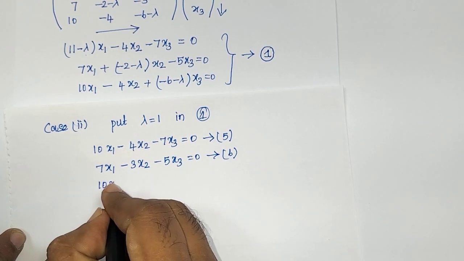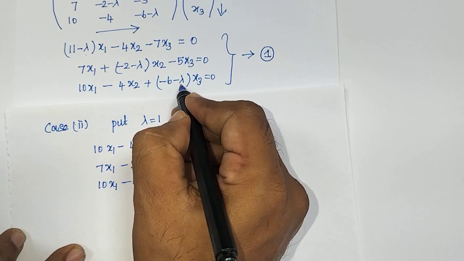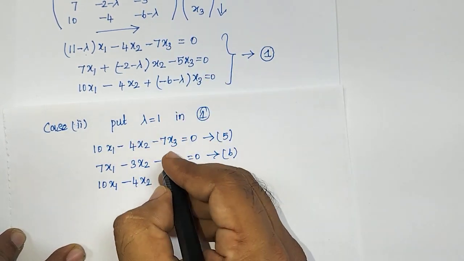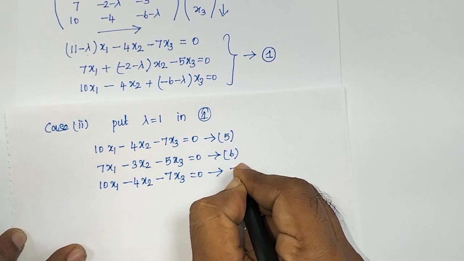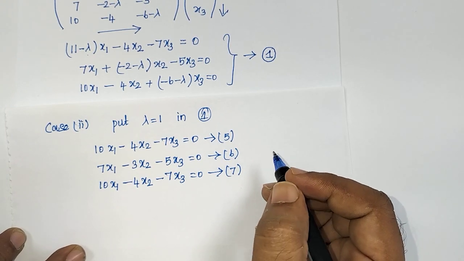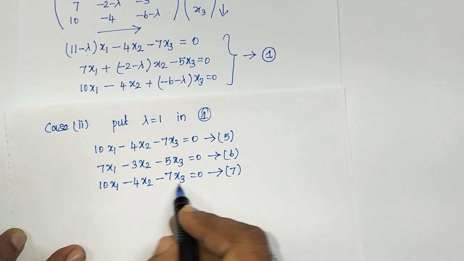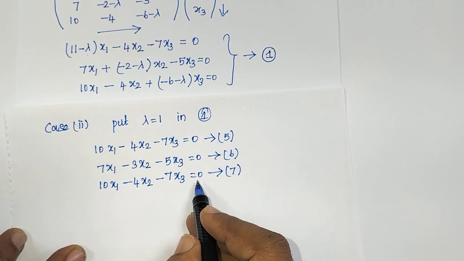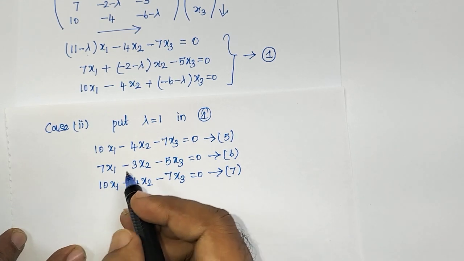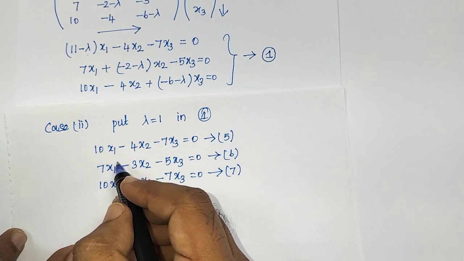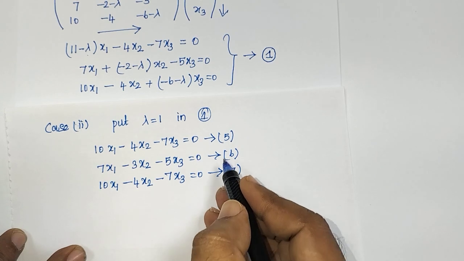Next 10x1 minus 4x2. Here I am going to substitute lambda equal to 1. So minus 6 minus 1 minus 7, minus 7x3 equal to 0, which is equation number 7. So after substituting lambda equal to 1, we get the system of linear equations. Now we can check whether they are the same or not. Here two equations are different, one equation is repeated. So 5 and 7 are the same, the sixth one is different.